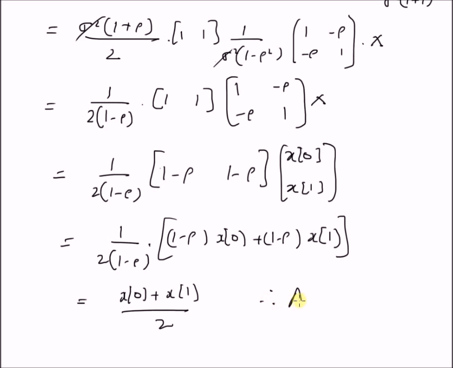That is, A hat is equal to 1 by 2 summation n equal to 0 to 1 of x of n, which is the standard result for the DC level A given the observations x of n. Note that this is the minimum variance unbiased estimator that has a variance equal to the CRB.